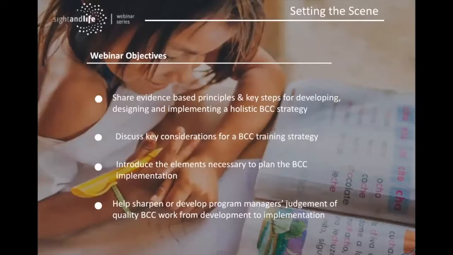In today's webinar, we will share evidence-based principles and key steps for designing and implementing a holistic BCC strategy. We're also going to discuss key considerations of a BCC training strategy, introduce the elements necessary to plan the BCC strategy implementation, and help program managers sharpen or develop their judgment of quality BCC work from design to implementation.